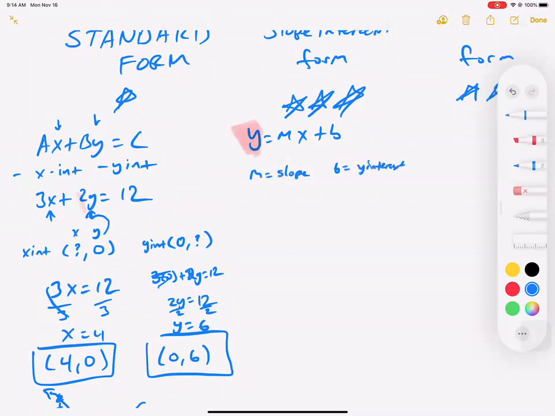So we're really just decoding what's here. The Lego pieces are whatever is in front of the x, that's how much we're changing by. That's our slope. And our b value is our starting value on the y-axis. That's called the y-intercept.